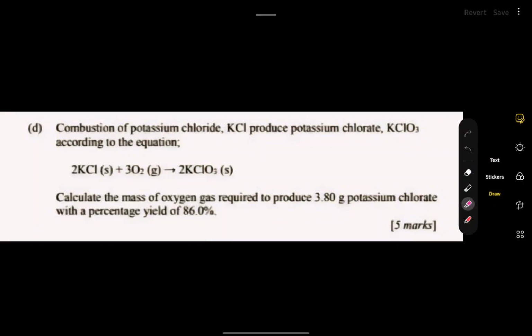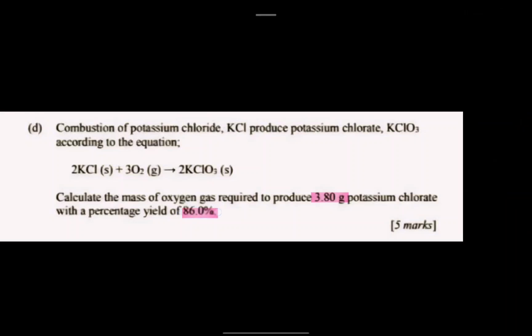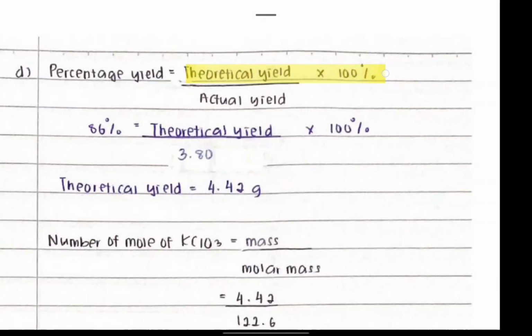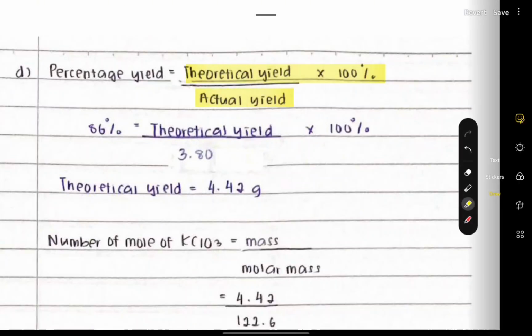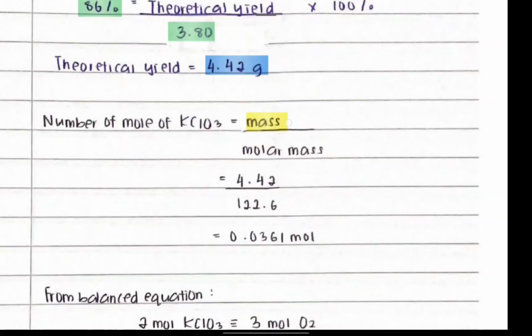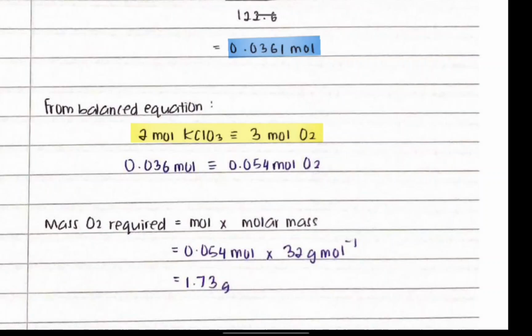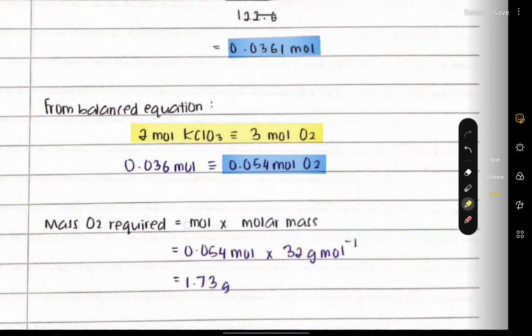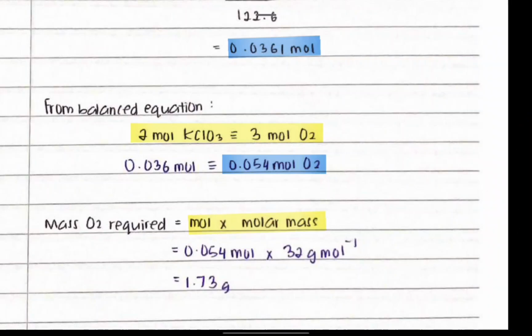Lastly, question D provides us the balanced chemical reaction, the actual yield and the percentage yield of potassium chlorate. We need to calculate the mass of oxygen gas required. So first step, we need to find the theoretical yield by using the percentage yield formula. Then we got 4.42 gram. Then we need to convert the mass into moles for the stoichiometry. Next step, we compare the moles of potassium chlorate with the moles of oxygen by using stoichiometry. Then we got 0.045 mole of O2. The question asks for mass, so we need to convert it into mass by using the formula.